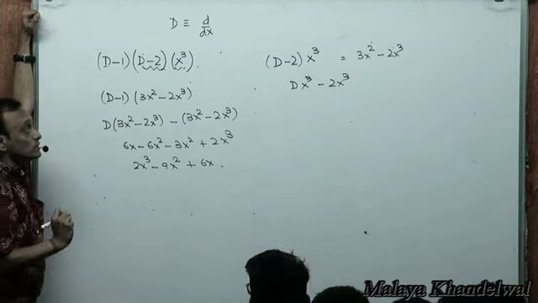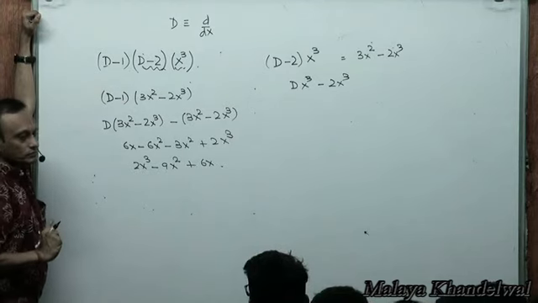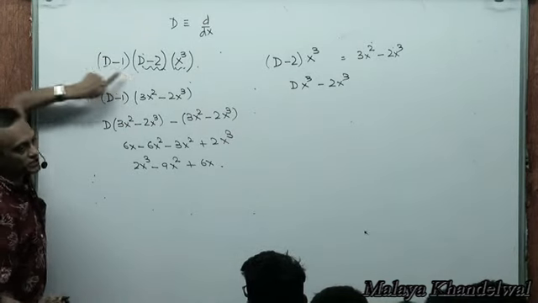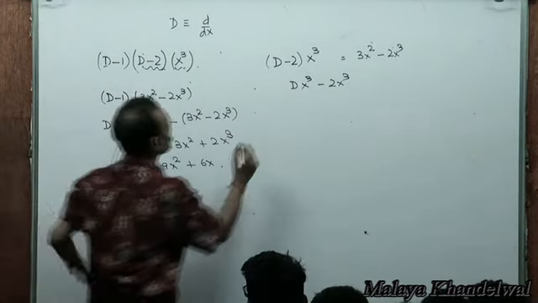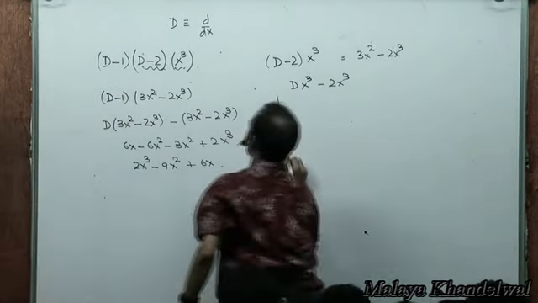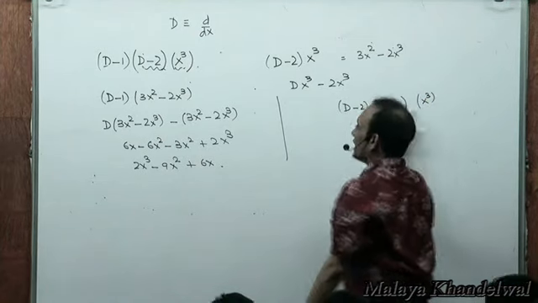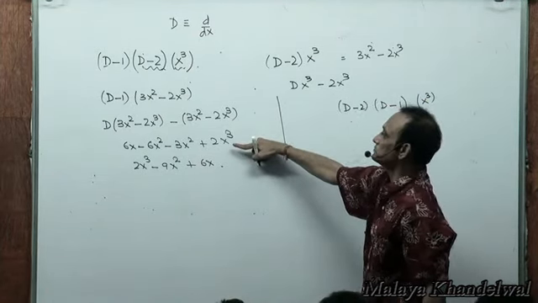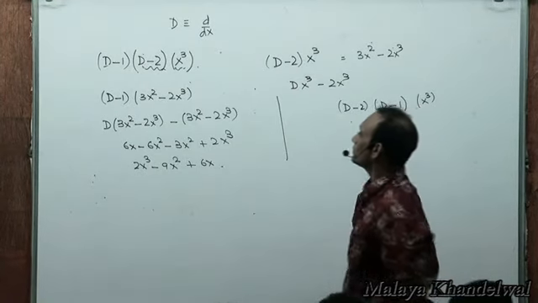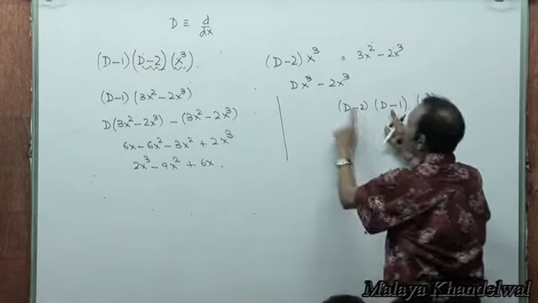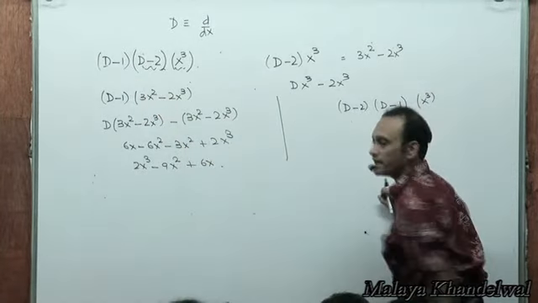Now, an interesting thing. If I interchange these operators, see what happens. That means I say d minus 2, d minus 1 acting on x cube. Do you realize everything that I did here? Now, let me interchange these two operators and see what happens.